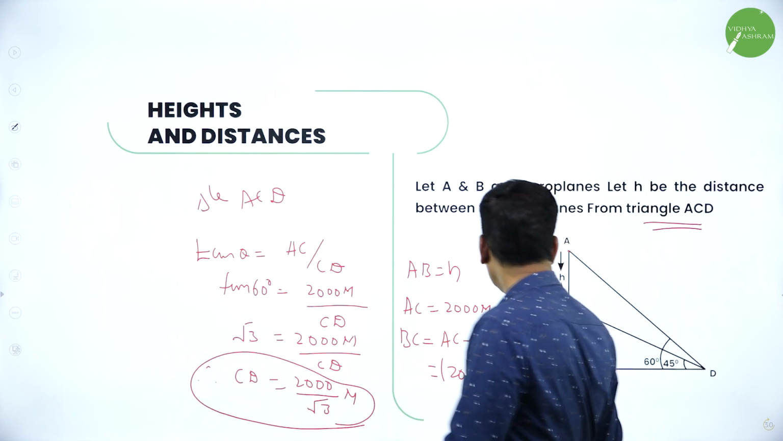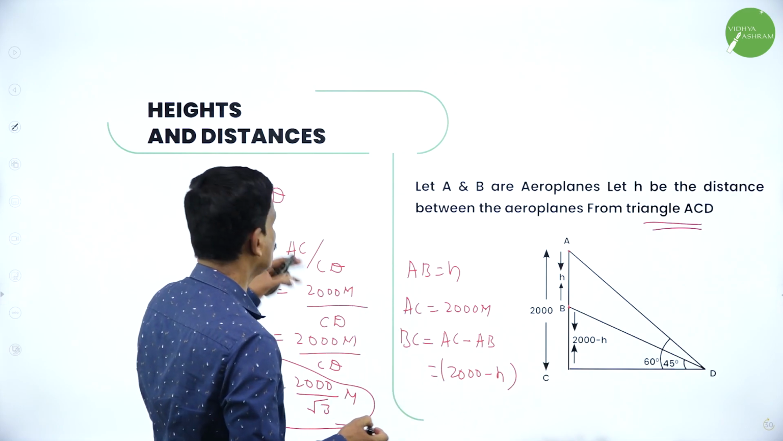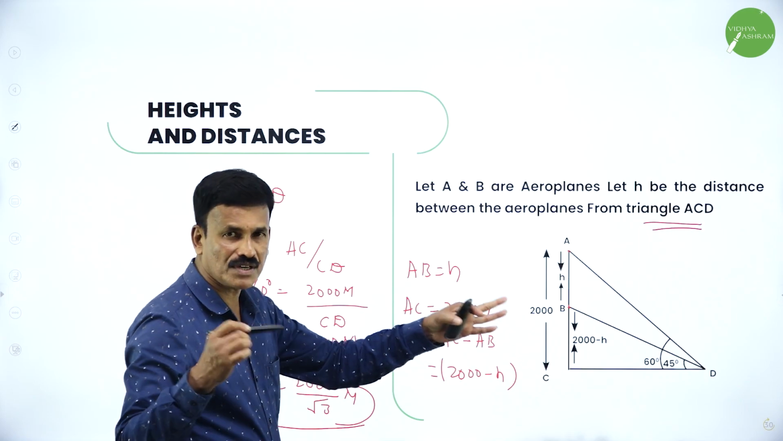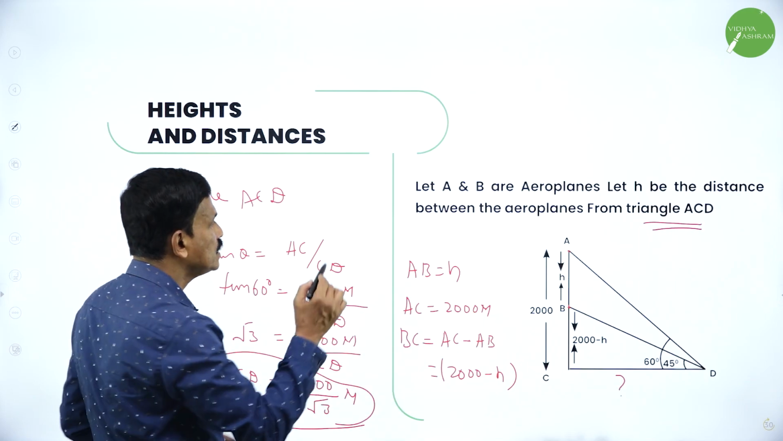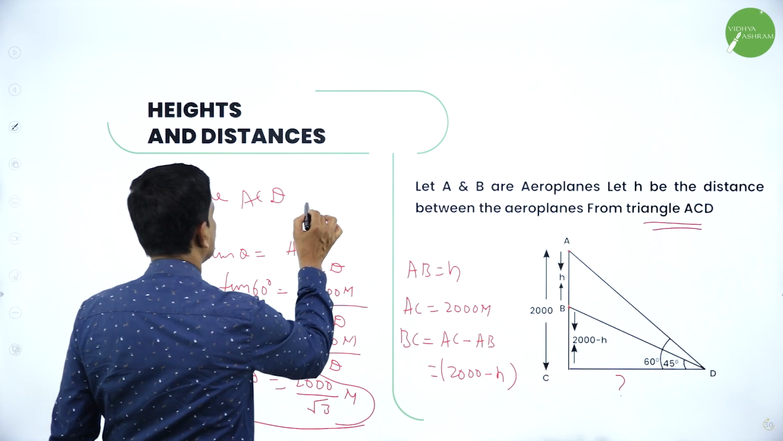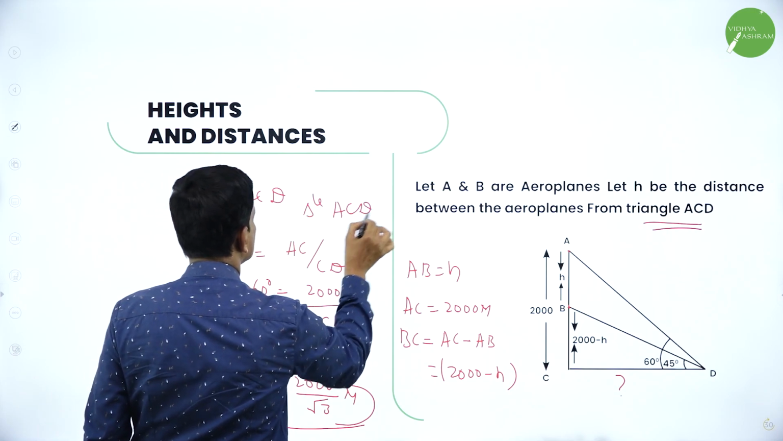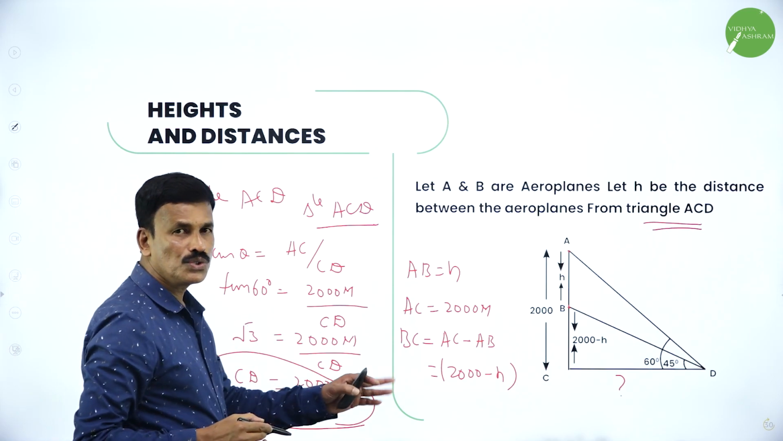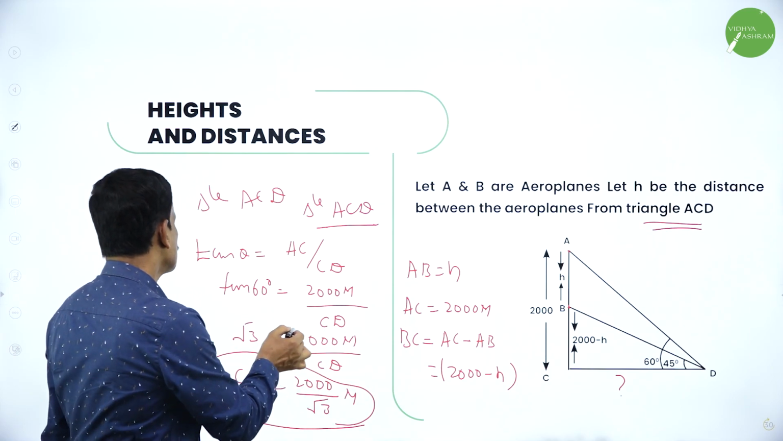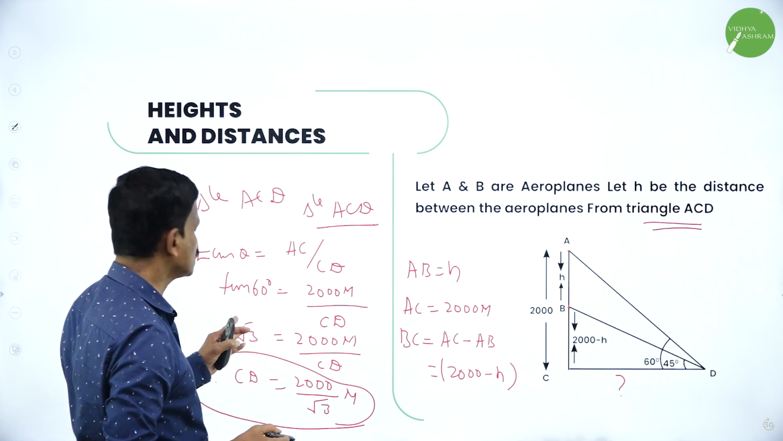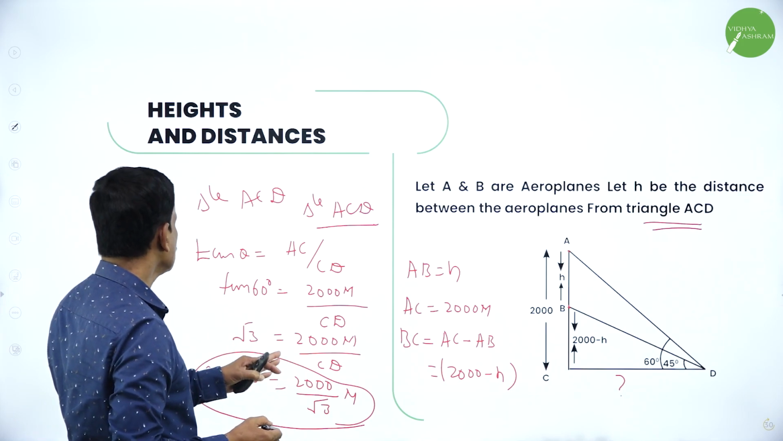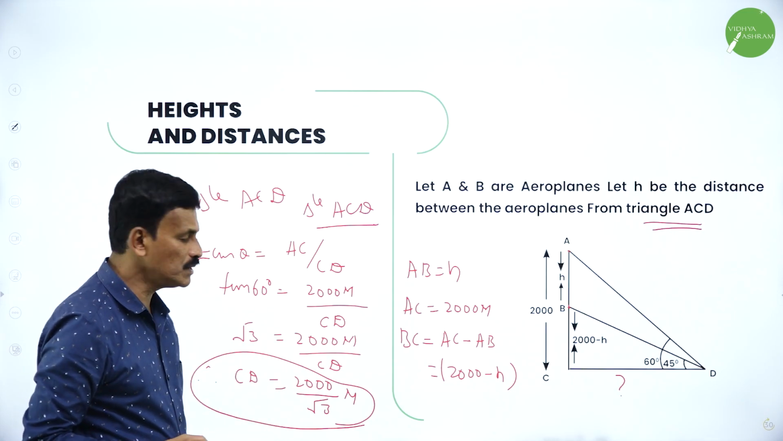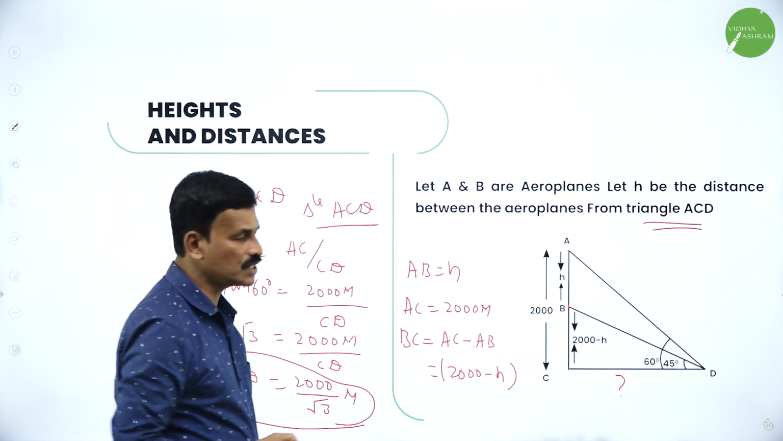Okay. So very simple. From triangle ACD, tan 60 is equal to AC by CD. Just find out CD. From triangle ACD, tan theta is equal to AC by CD, that is tan 60 is equal to 2000 by CD. Cross multiplying, what is tan 60? Root 3. Root 3 into CD is equal to 2000 meters, or CD is equal to 2000 meters divided by root 3 is the value of CD.